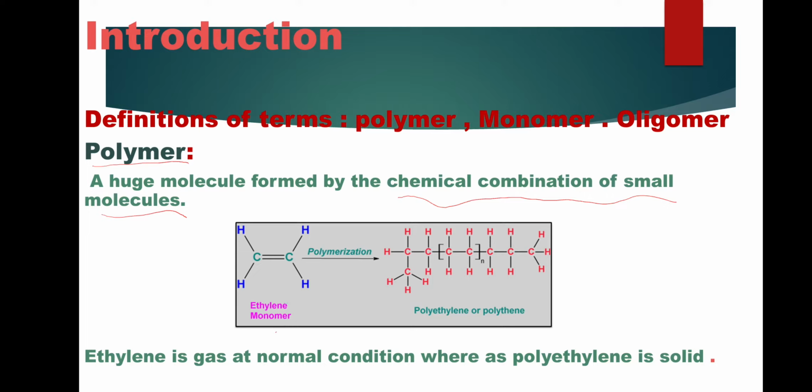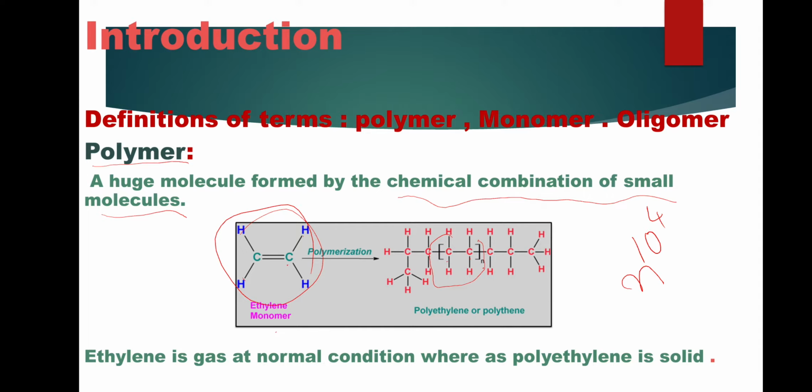Example, you see ethylene. Ethylene is 2 carbon, 4 hydrogen atoms. This is the ethylene molecule. When it is converted to a large molecule, what you can see? CH2, CH2, CH2, CH2. So this is the ethylene group. You see here it is put n times. N times means it can be equal to 10 to the power 4 or lakhs. That many small molecules are combined together.